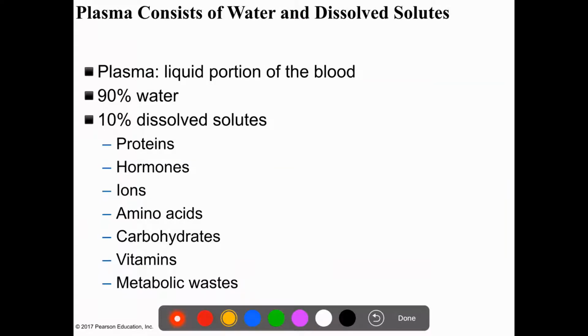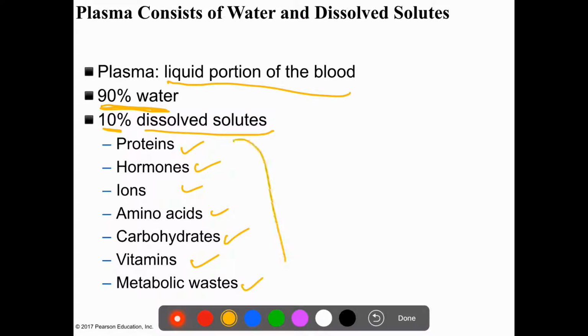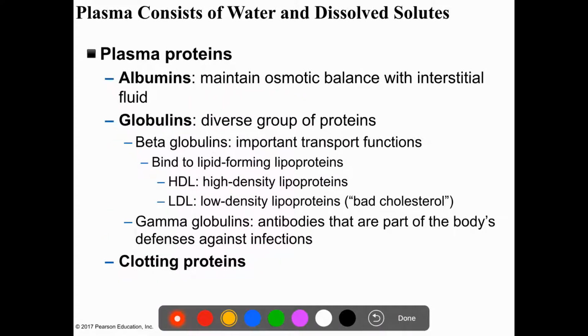Now, for the plasma itself, it's the liquid portion of the blood. As I said, 90% of it is water, and then we have around 10% dissolved solutes: proteins, hormones, ions, amino acids, carbohydrates, vitamins, and metabolic waste. All of these solutes are dissolved within the water portion of the plasma. Now, maybe the most important part of these solutes are the proteins. And for the proteins, we have several groups of proteins.